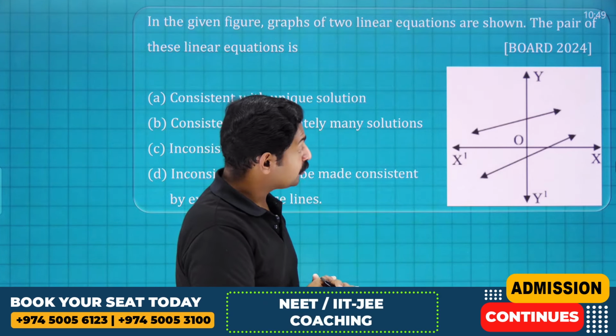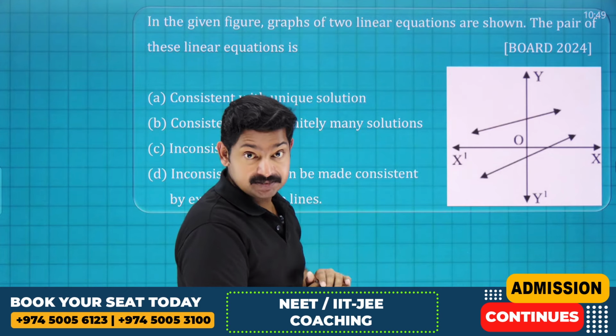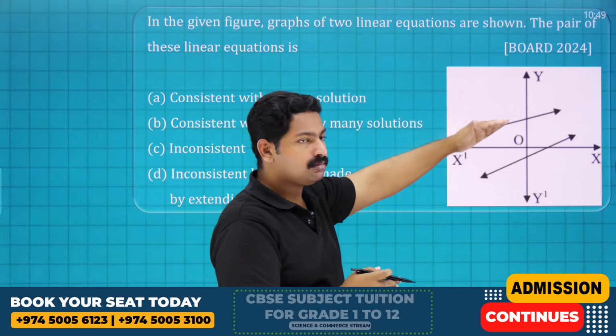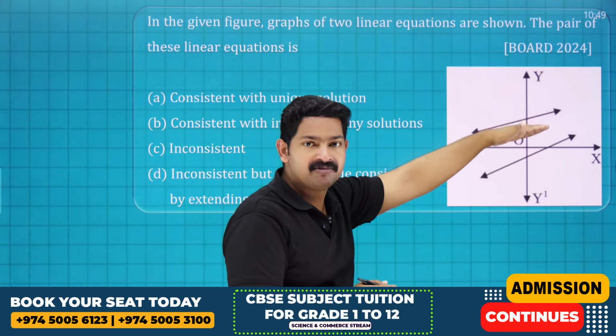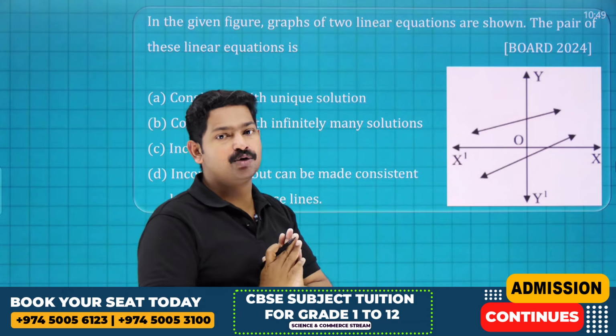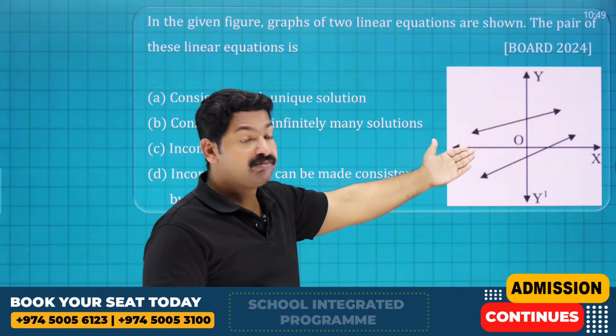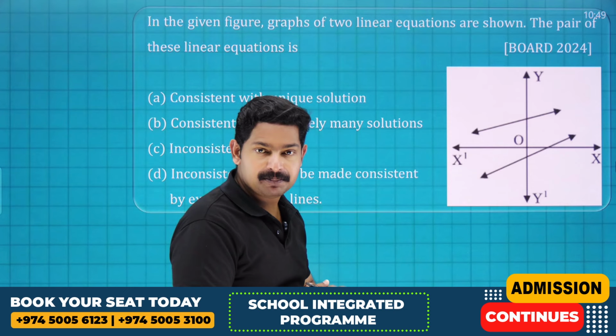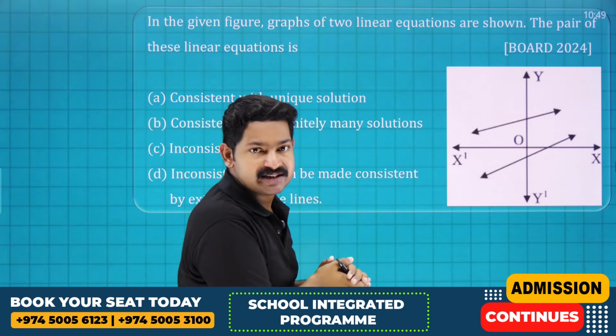Okay. And also it is not coincident, right? Coincident means one line will be overlapping with the next one. So it is not coincident also. But we can't say that it is intersecting at the present time. It's given that it's not intersecting.